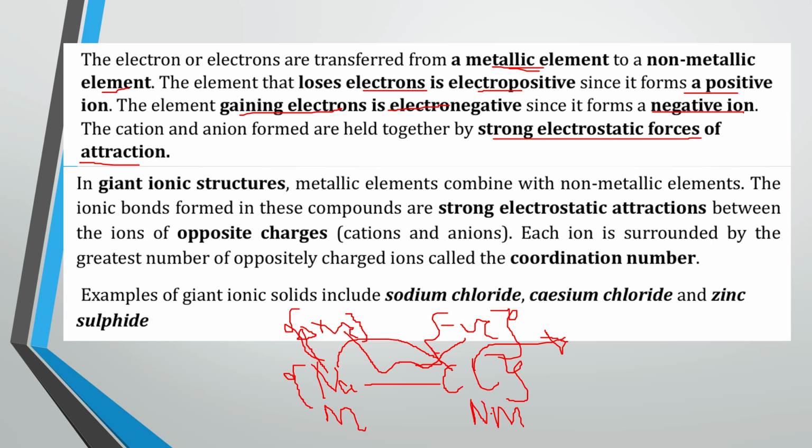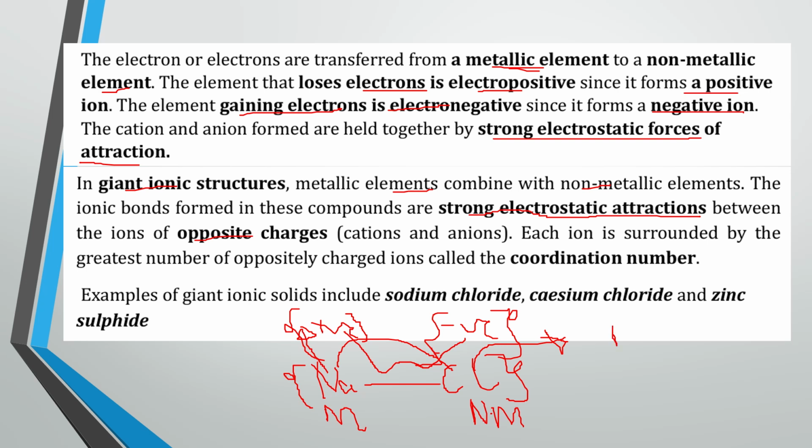So proceeding, let's look at the giant ionic structures. In giant ionic structures, the metallic elements are going to combine with the non-metallic elements. However, the ionic bonds formed in these compounds are going to have extremely strong electrostatic forces of attraction, simply because of the opposite charges present on the ends. And you have already explained that, but now you're going to look at the magnitude.